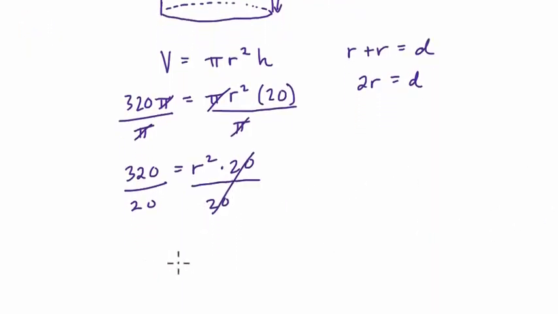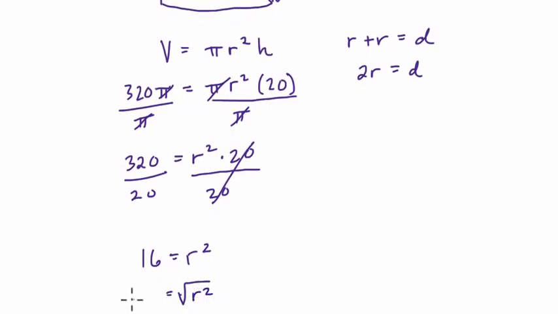Well, I know 20 goes into 100 five times. There are 300s, so that's 15. And then another 20, so it's 16. So r squared equals 16. So what number squared is 16? Well, that's 4. Or you can think of taking the square root of both sides. Square root of r squared equals the square root of 16. And this means that the square root of 16, of course, is 4.